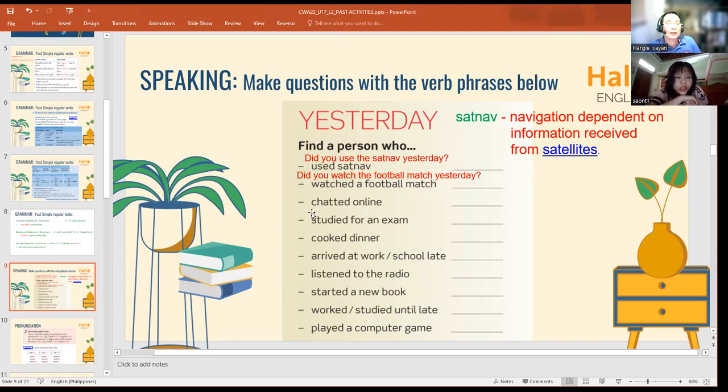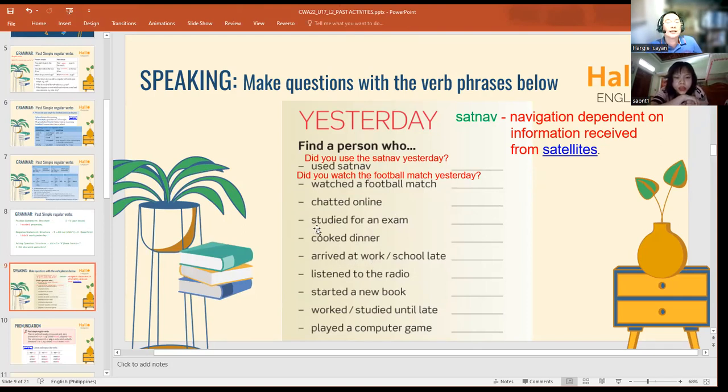Next, the other one. Did you chat online yesterday? We can also use another subject, not just you. You can also use he, she. Let's try to use them. Can you say that? Did they chat online yesterday? That's correct.